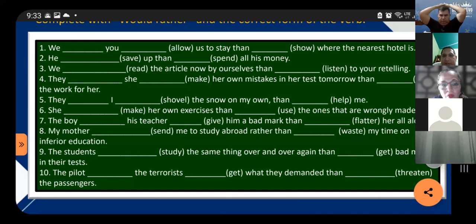Teacher, I have a question. For example, in the exercise, the would rather. The first verb is in the past, but the second verb is the simple form. Okay. The first is in the past. The second is in simple form. Okay. Thanks. You're welcome.